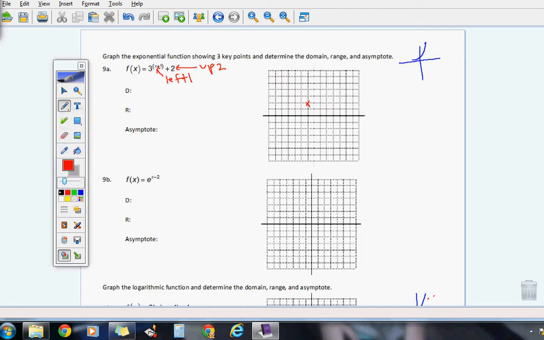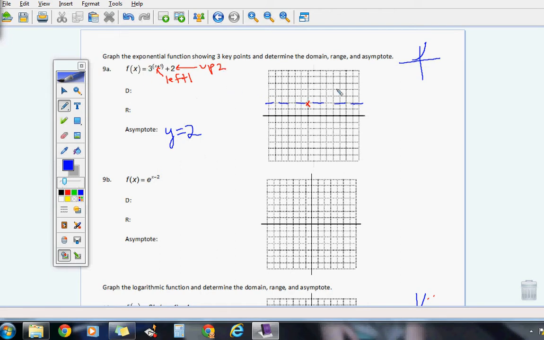Okay, so now I'm going to do my 3 key points from there. But before I do so, I'm hopefully knowing that this is the horizontal asymptote for this problem, because that's what all exponential functions do. So y equals 2 is my horizontal asymptote. Okay, so moving along here, I couldn't help myself. All right, so here, left 1, up 2, key points.